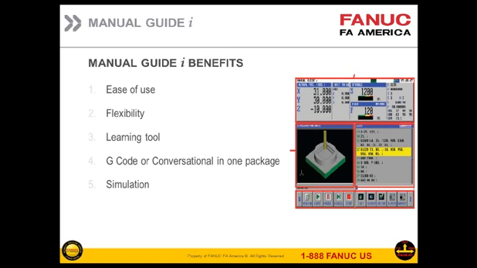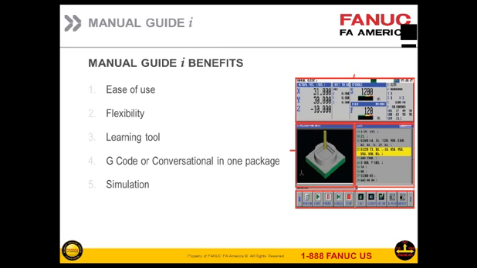Also, Manual Guide I is a learning tool. As you make programs and produce all these G codes, when you're in the edit mode and you scroll down through a particular program and put the cursor over a certain spot, it will give you an explanation of what that G code or that M code is. So that's very good for your operators or your programmers that might not necessarily know what all these G codes are. It'll give them an explanation of that.